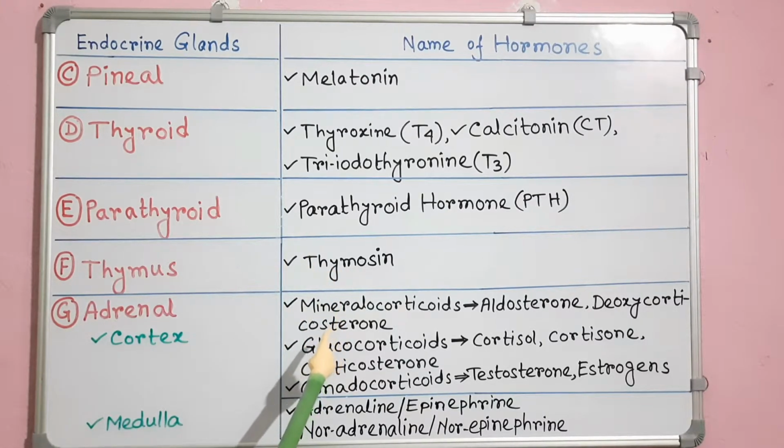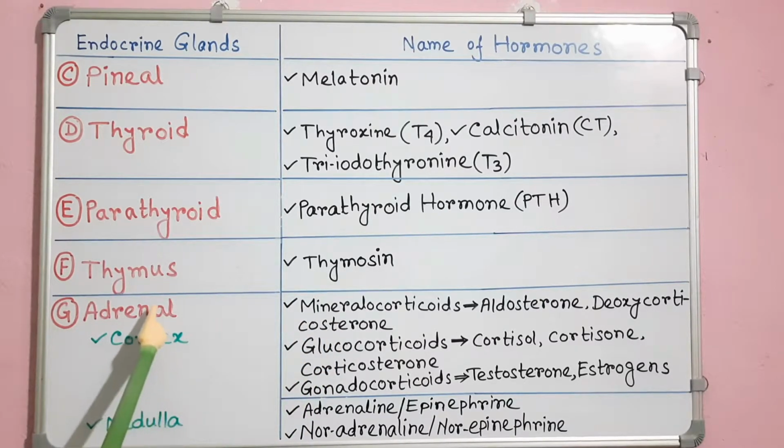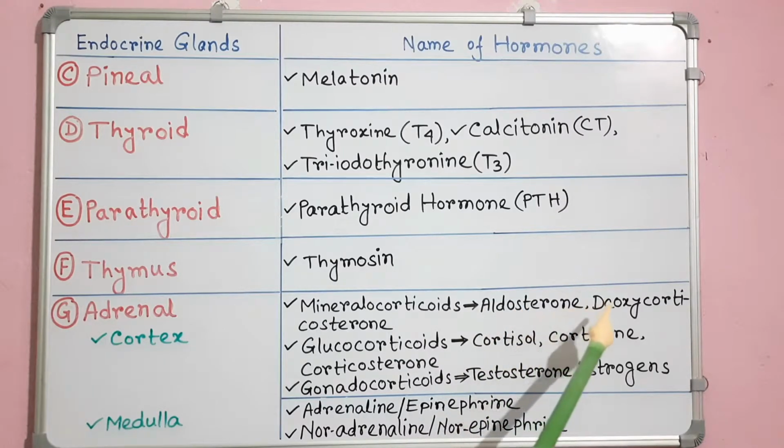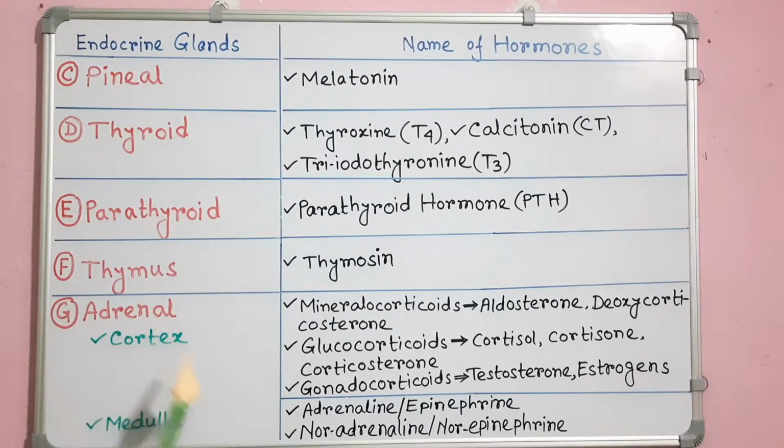The hormones which are released from the cortex region of the adrenal gland are aldosterone, deoxycorticosterone, cortisol, cortisone, corticosterone, testosterone, estrogens, etc. The hormones which are released from the medulla region of the adrenal gland are adrenaline or epinephrine, and noradrenaline or norepinephrine.